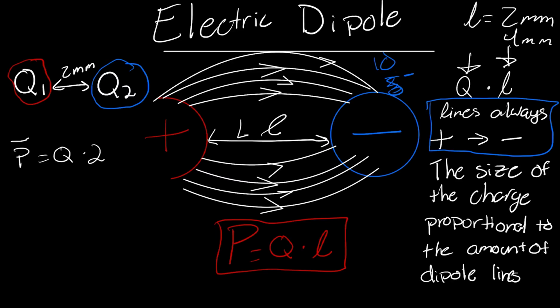Just to clarify, I know I repeat it a lot, but I want to make it completely clear: the direction of P bar always goes from negative to positive. Now, the unit of dipole moment is the coulomb-meter. The coulomb is the charge, and the meter is the SI unit. In this case I chose millimeters, but the standard international units would be coulombs and meters.